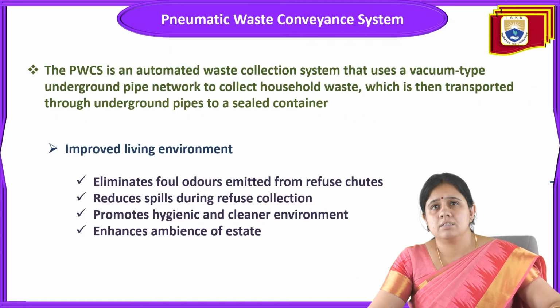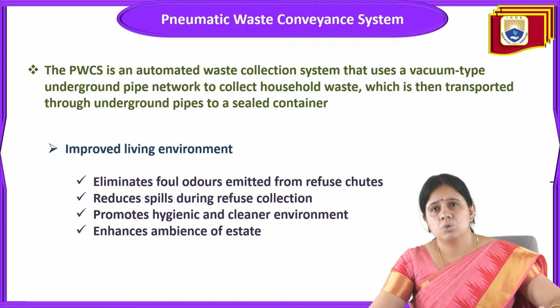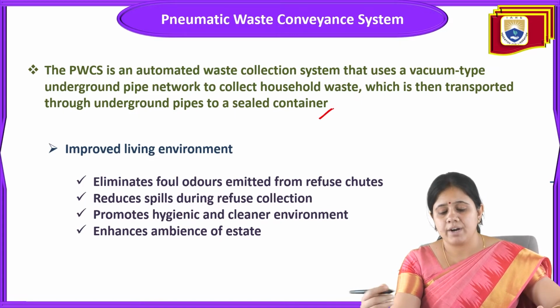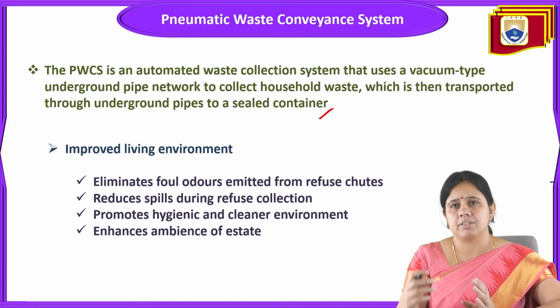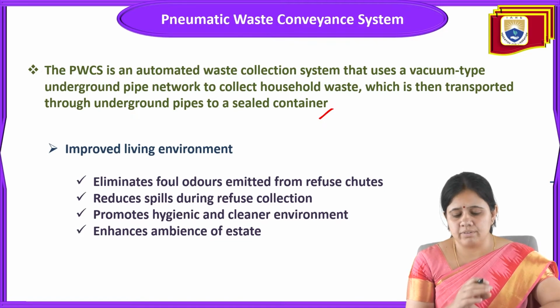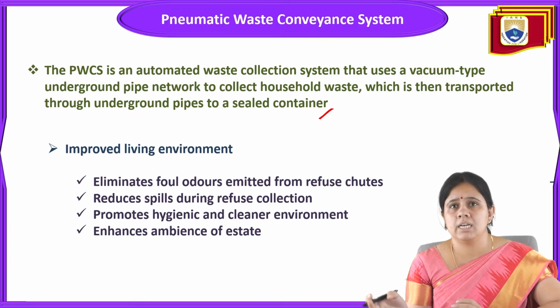This type of convenience system is very good, because the PWCS is an automated waste collection system that uses a vacuum type of underground pipe network to collect household waste, which is then transported through underground pipes to a sealed container. See what happens in this type of system. There is an underground pipe network. This pipe collects the household waste, and then it is transported through underground pipes to a sealed container.